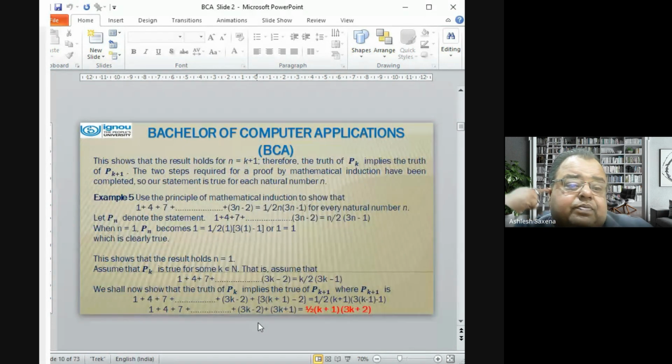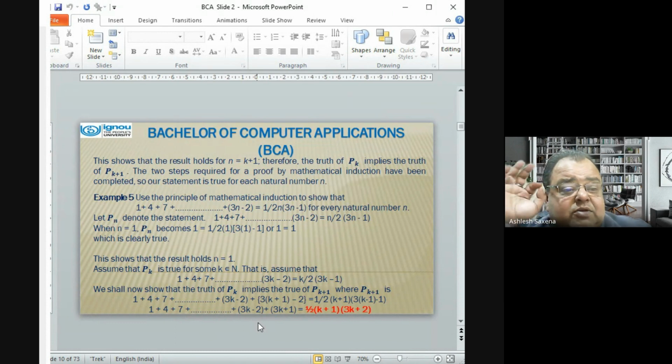But how to close it up? This shows that the result holds for n is equal to k plus 1. Therefore, the truth of Pk implies the truth of Pk plus 1. The two steps required for the proof by mathematical induction have been completed. So our statement is true for each natural number n. Do remember to write this conclusion step. That is required, and it carries marks.